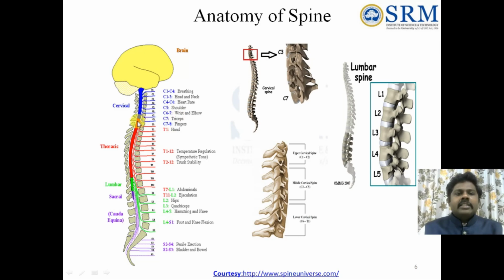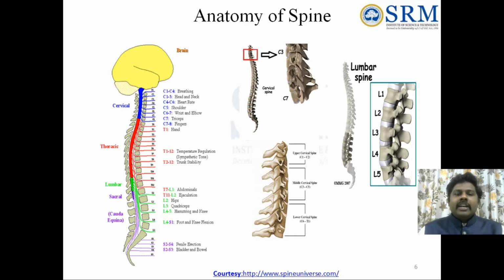Next, this second level is called the thoracic spine. In this thoracic spine, in addition, they have ribs also. Our rib cage is also attached to this spine. That is why we call this area the thoracic spine. The entire thing is called the thoracic spine.